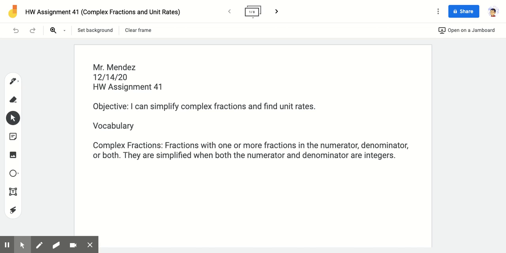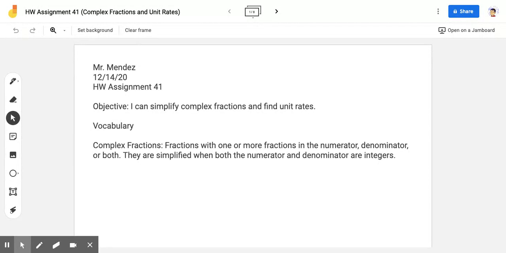Homework 41. Today's objective: I can simplify complex fractions and find unit rates. Here is our vocabulary for the day. Complex fractions are fractions with one or more fractions in the numerator, denominator, or both. They are simplified when both the numerator and the denominator are integers.